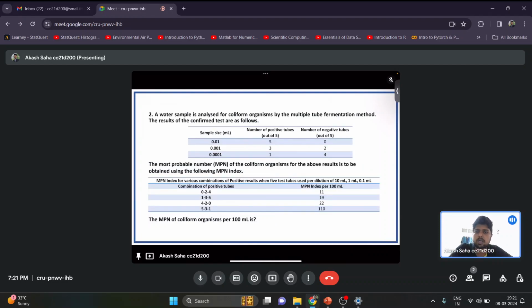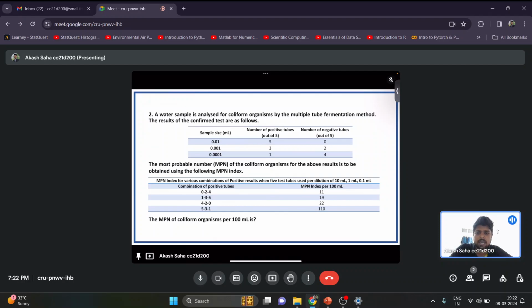It says that a water sample is analyzed for coliform organisms by the multiple tube fermentation method. The results of the confirmed test are given as follows. We have three different sample sizes, 0.01, 0.001, and 0.0001. And we have also been given the number of positive and negative tubes. Positive and negative tubes mean in how many tubes out of five we are getting bubbles. If bubble formation is there, then it means a positive tube, and if there is no bubble formation, then it is a negative tube. So the numbers of positive and negative tubes are given.